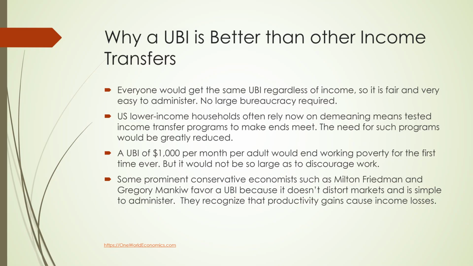A UBI of $1,000 per month per adult would end working poverty for the first time ever, but it would not be so large as to discourage work. Some prominent conservative economists, such as Milton Friedman and Gregory Mankiw, favor a UBI because it doesn't distort markets and is simple to administer. They recognize that productivity gains cause income losses.